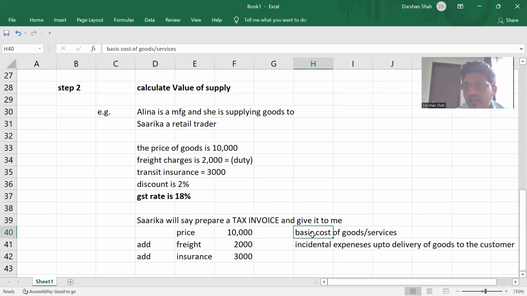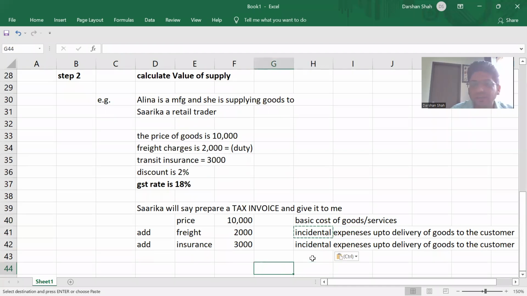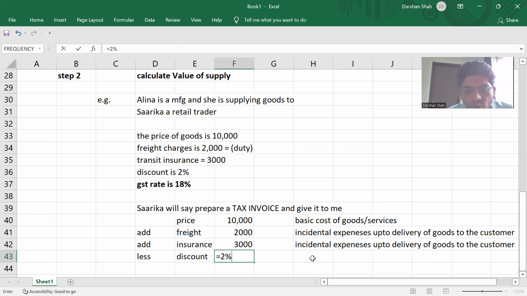Whatever incidental or extra charges I need to bear as a supplier, I need to bear up to which point? Up to the delivery of goods at the door of the retail trader, at the door of my customer. So for Alina, whatever cost she incurs up to delivery of the goods to Sarika, all those incidental expenses I'll have to add up. So freight I can add, right? This also I can add as incidental expenses. Then I'll have to deduct the discount. Discount is how much? Discount is 2%.